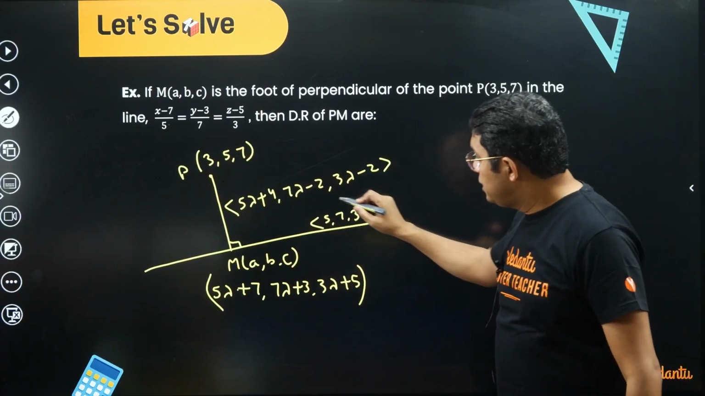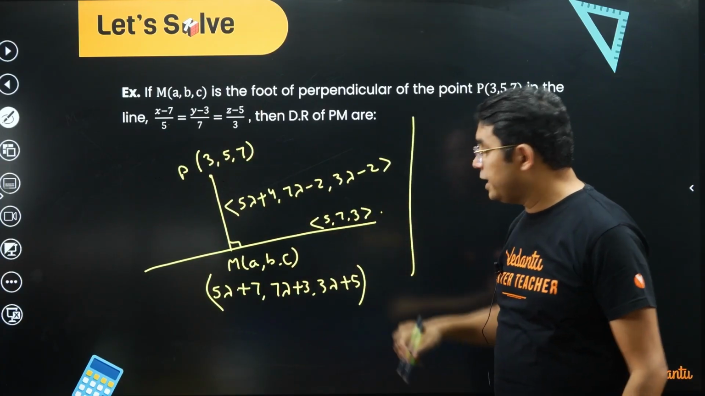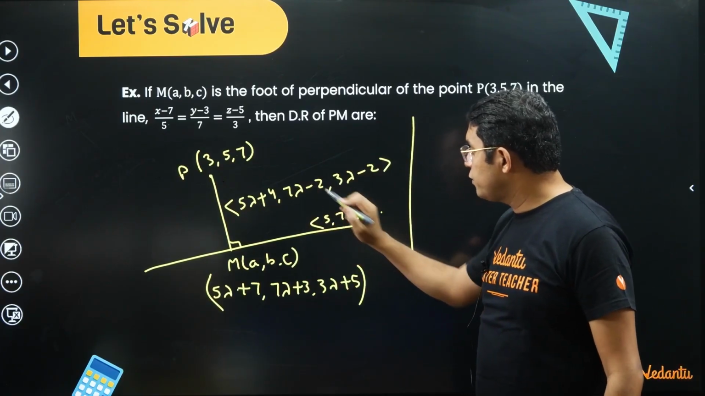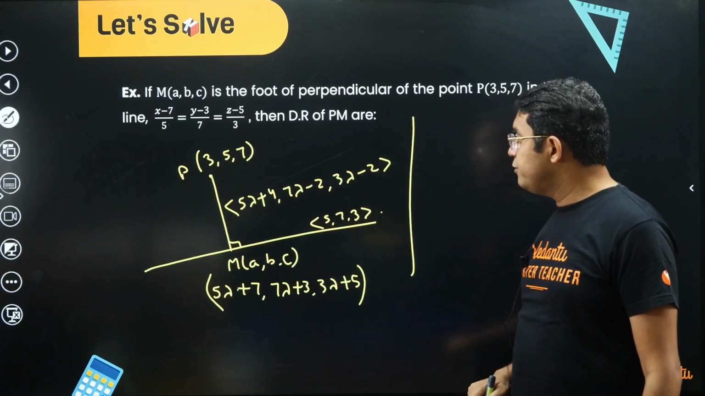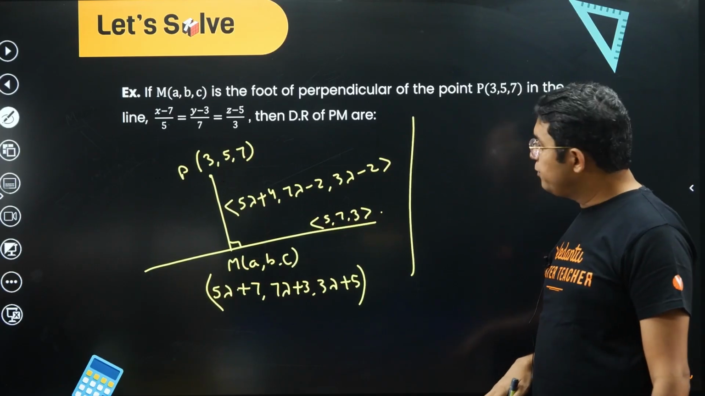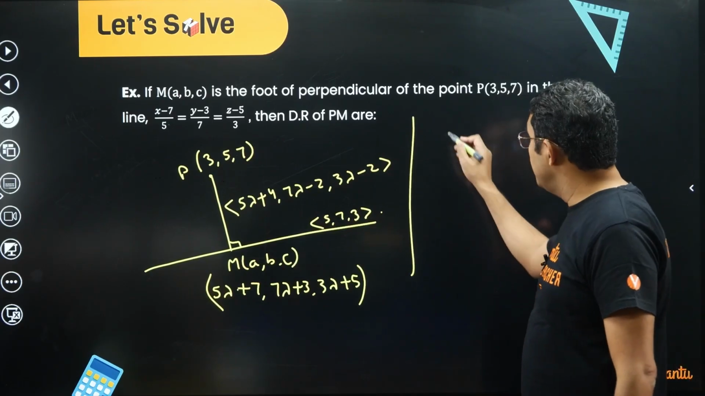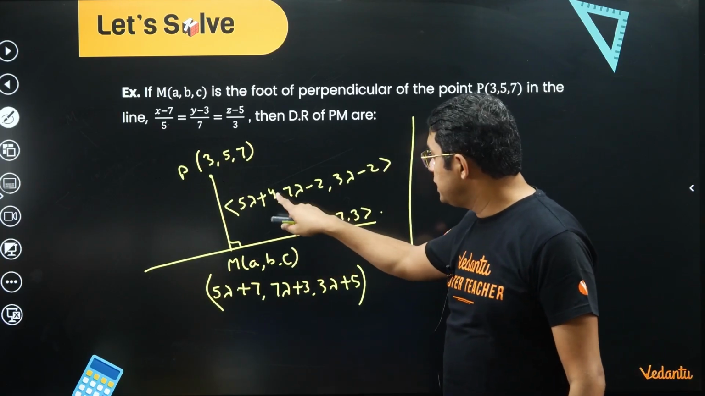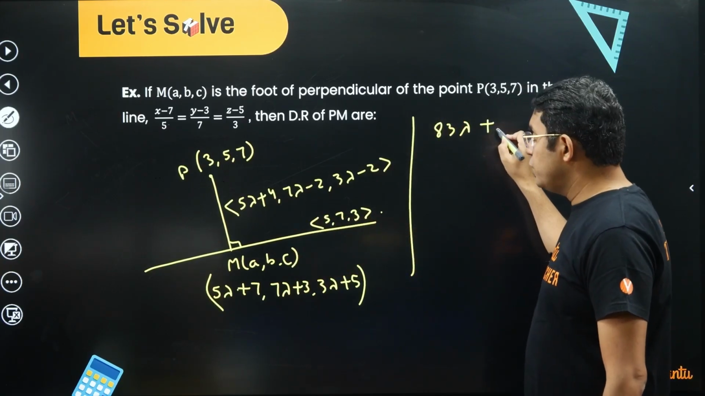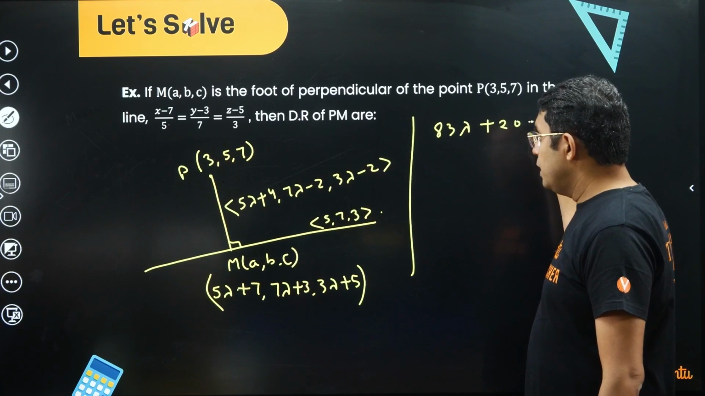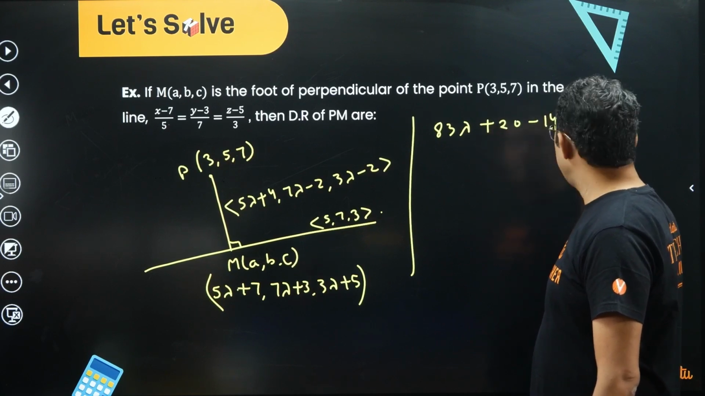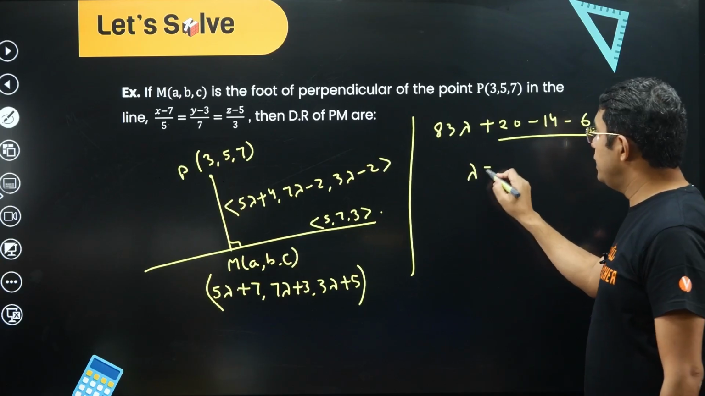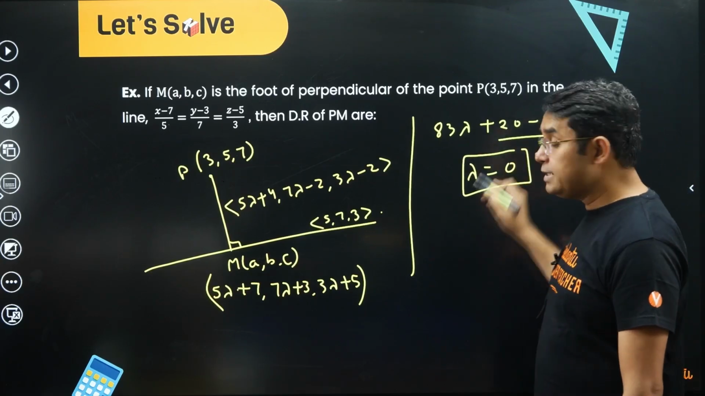Now the dot product of these two, this with this, has to be 0. So if I just consider lambdas first, 25 lambda plus 49 lambda is 74, 74 plus 9 is how much? 83. Yeah, 83 lambda here. And if I consider the constant terms, 4 into 5 is 20, and minus 14 minus 6 is equal to 0. I think this is also 0, so the value of lambda is coming out to be 0.